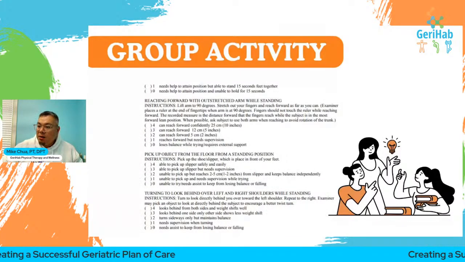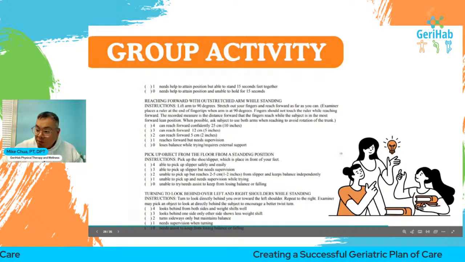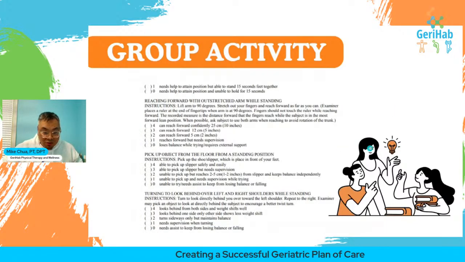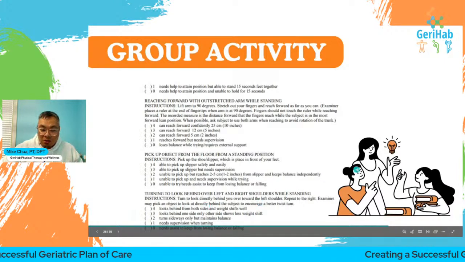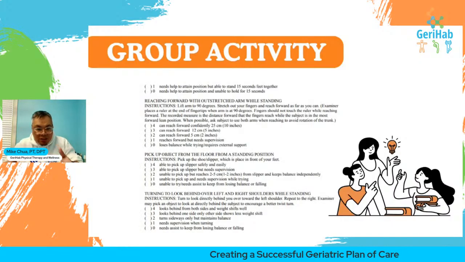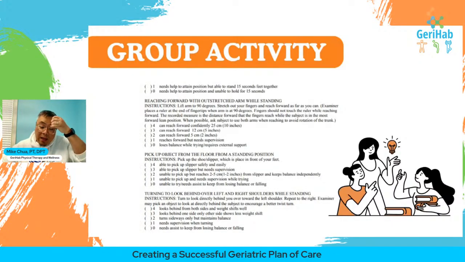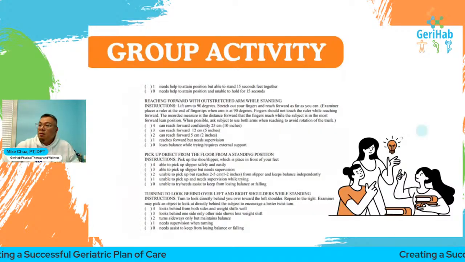All right. Next is turning to look behind, over the left and right shoulder. Remember, it's very important that you check your cervical range of motion. How can they do this? This test here, if their cervical range of motion, their thoracic and lumbar range of motion, is not good, you're not stretching it, they're going to lose balance. They're going to fail on this test, right? So check that too. All right.